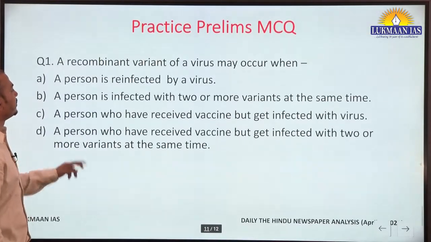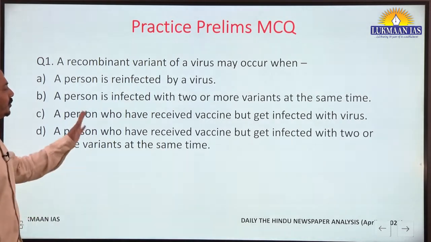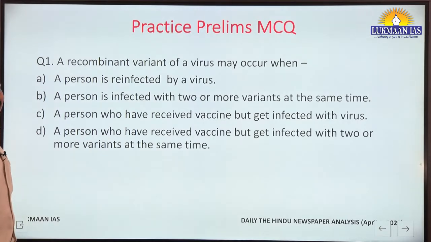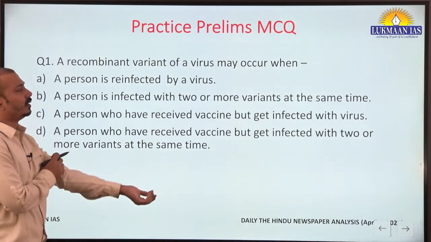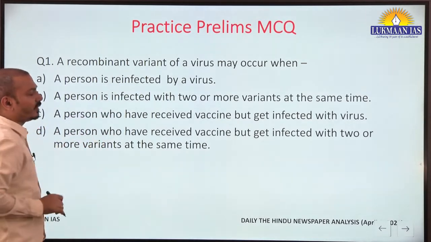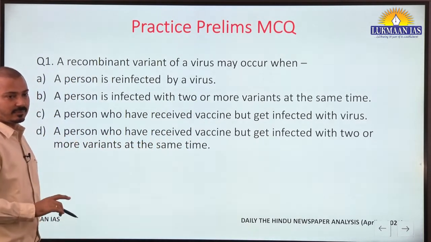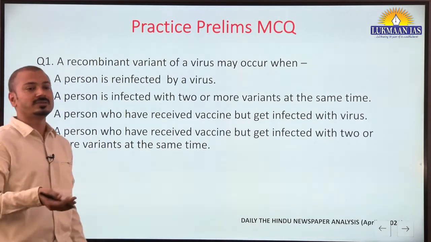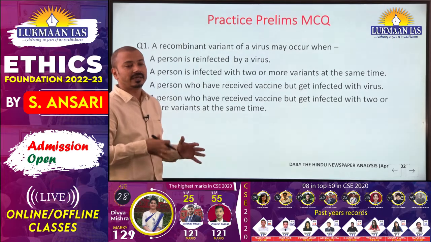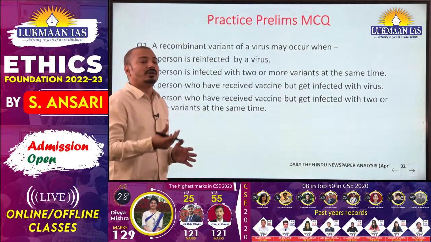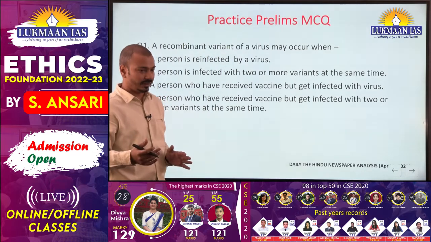So what should be the answer to this one? They try to confuse in the statements. If the student does not know, then it is difficult. Is a recombinant variant of a virus one that may occur when a person is reinfected by the virus? No. A person is infected with two or more variants at the same time. This is the correct answer. At the same time, the person is infected by two or more variants of the same virus, so that there is intermixing of the genetic material, and because of that the new variant is formed and then transferred to other individuals.